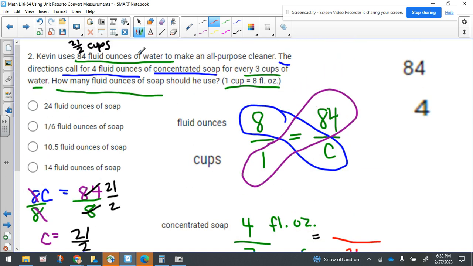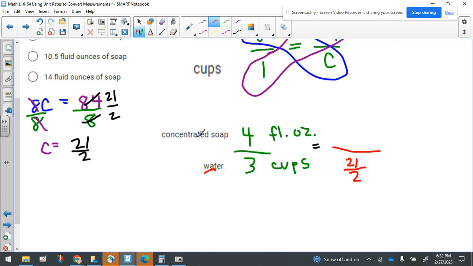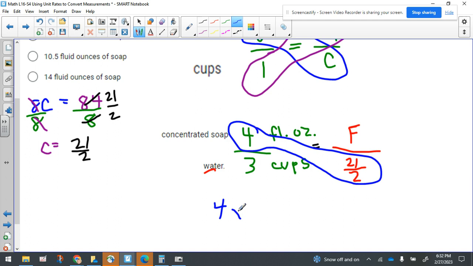And that was water, by the way. So we're putting that for water. Now, we need to figure out how many fluid ounces of concentrated soap, so I'm just going to put F for fluid ounces, because that's what we need to solve for. Now, if we're going to use cross products, then we're talking about doing this times this, 4 being multiplied with the 21 halves. That's the blue cross product. And then the purple cross product would be 3 being multiplied with F.